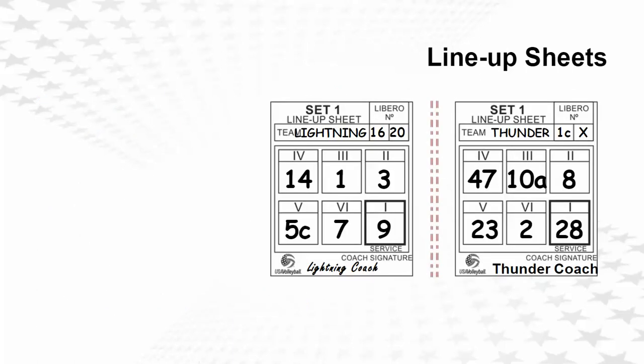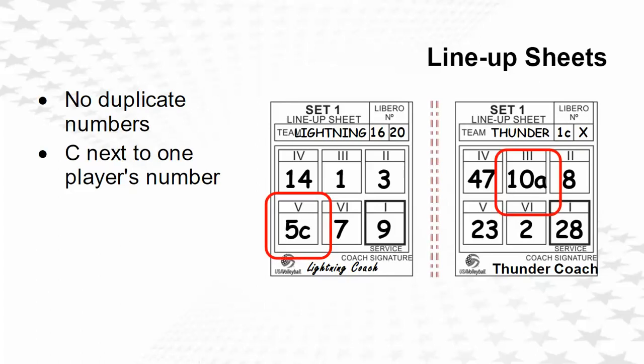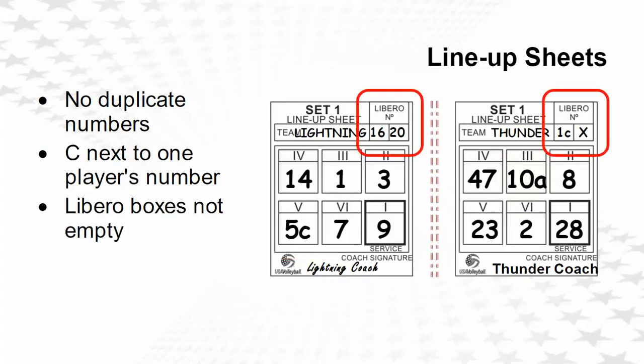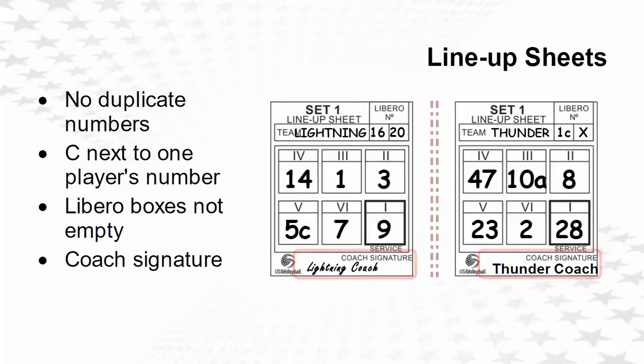Next, record the lineups. Before entering the lineups on the score sheet, make sure there are no duplicate numbers anywhere on the sheet. There is a C next to the number of one of the players indicating the game captain. There are numbers or an X in all Libero boxes, and the coach has signed the lineup sheet. If you find duplicate numbers or any other item is missing, ask the second referee to verify the information before entering it on the score sheet.